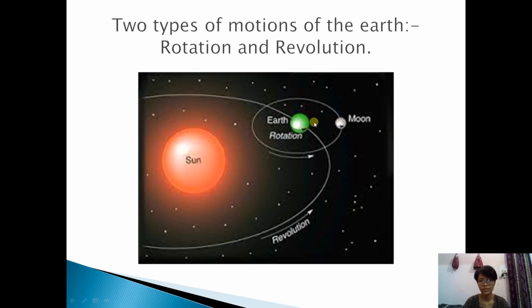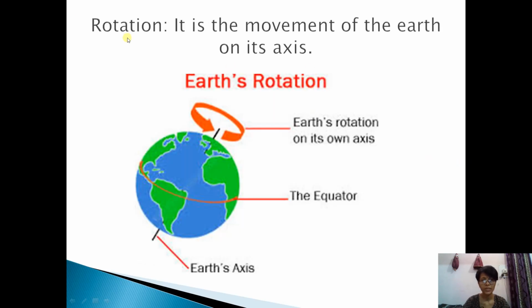When the earth moves on its own axis, that is called rotation, and when the earth moves around the sun, that is called revolution, in short. Now, the full definition: rotation is the movement of the earth on its own axis. We have already discussed the axis, which passes through the middle of the earth, and the earth moves around this axis. That is only rotation.